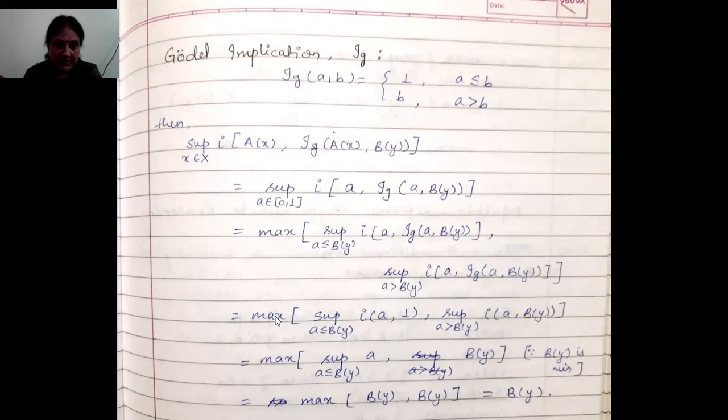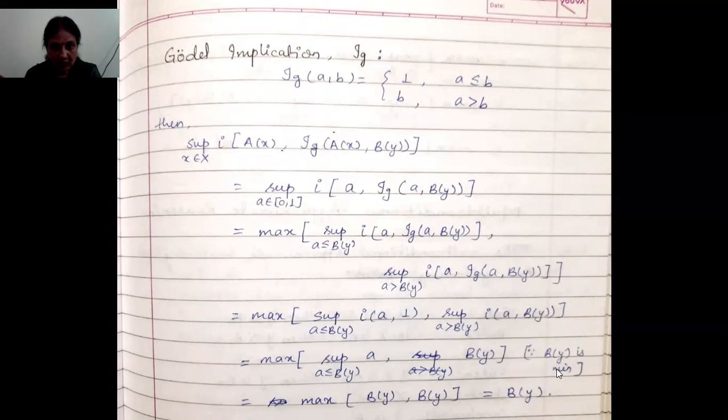Steps are the same. So maximum of the supremum for A less than or equal to y of I(A, 1), because from here for A less than or equal to B, I(A, B) is equal to 1. A is less than or equal to y, so the value will be 1. So we have written 1 in place of this. Similarly, I_G(A, y) for A greater than y: for A greater than B, we get B, so here we will get y. So maximum of the supremum for A less than or equal to y; from the axioms of T-norms, I(A, 1) is A and I(A, y) is y for A greater than y.